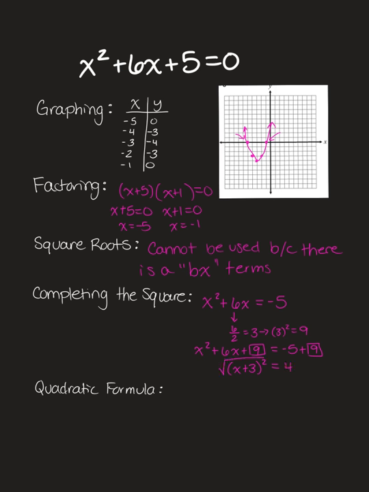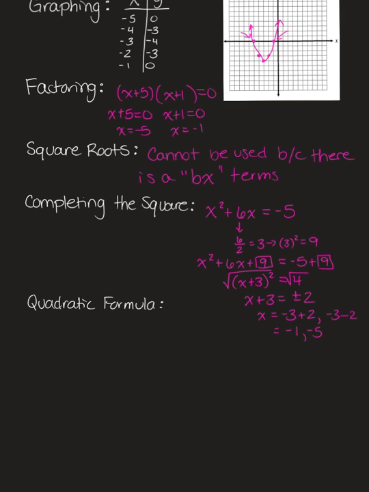Take the square root of both sides. You will get x plus 3 is equal to plus or minus 2. And so you have two options. One where, if I subtract 3 over there, -3 plus 2 or -3 minus 2. So -3 plus 2 is -1, -3 minus 2 is -5.